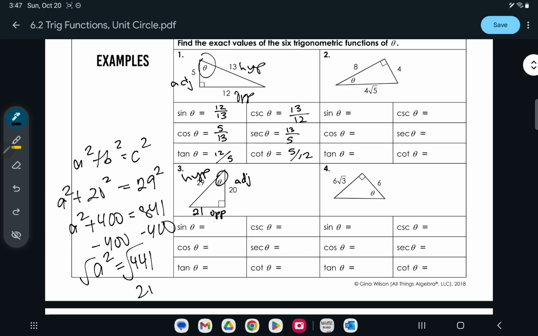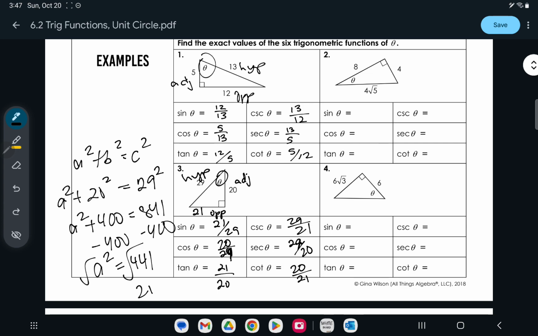So now sine is 21 out of 29. Cosecant is the reciprocal. Cosine is adjacent over hypotenuse, and that's 20 over 29. Secant is the reciprocal of that. Tangent is opposite over adjacent.